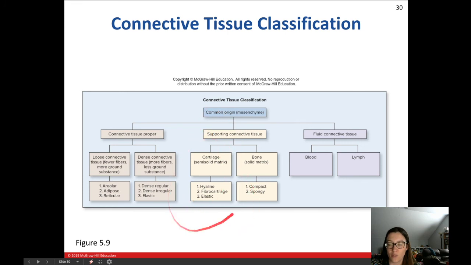Then next we have three types of cartilage: hyaline cartilage, fibrocartilage, and elastic cartilage, and two types of bone: compact bone and spongy bone. Those are going to be contributing to our supporting connective tissue. And then finally, our liquid or fluid connective tissue is going to be blood and lymph, but lymph doesn't really have many cellular structures. It's not that interesting to look at under the microscope, so we really just looked at blood.